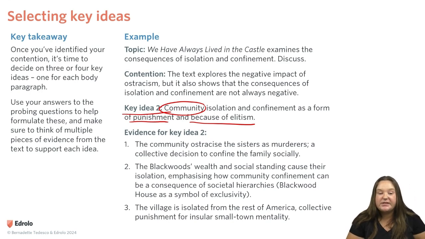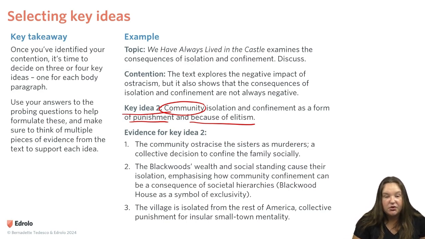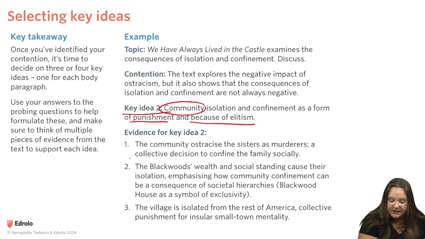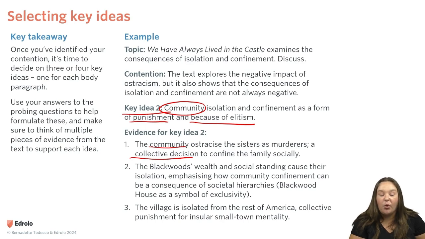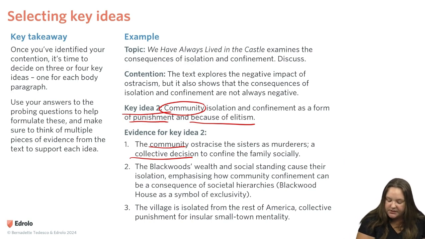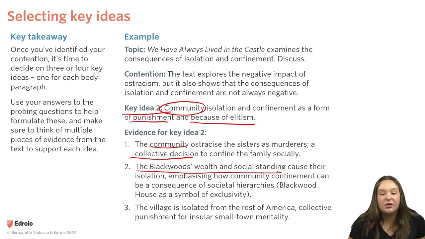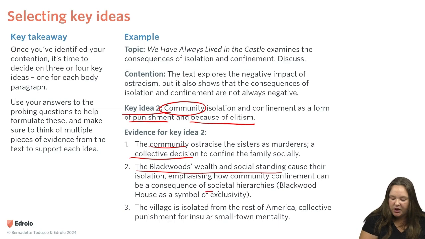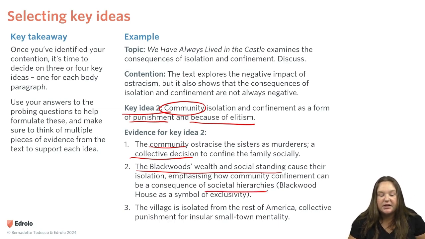And there are 3 examples here that I can use to support that idea. So I have the community ostracize the sisters as murderers, and it's a collective decision to confine the family socially. So all of the villagers are involved in this isolating and confining of the Blackwood family and the sisters. The Blackwoods' wealth and social standing cause their isolation, emphasising how the community confinement can be a consequence of these social hierarchies. And in this way, the Blackwood house becomes a symbol of their exclusivity.